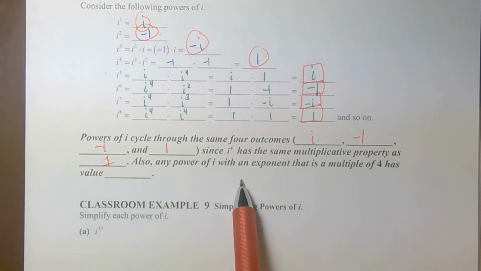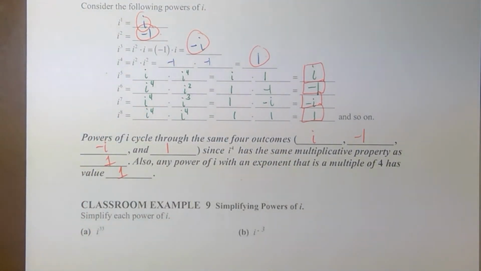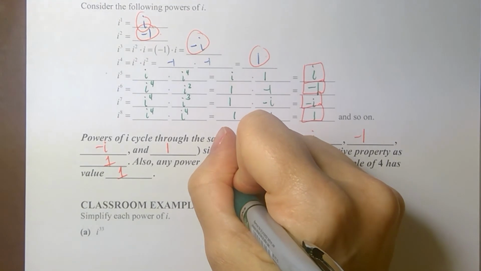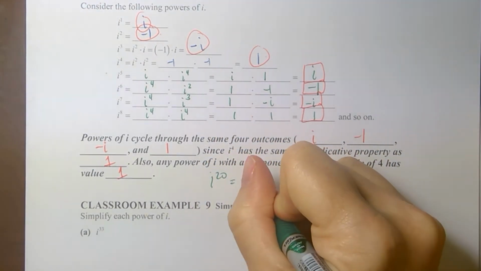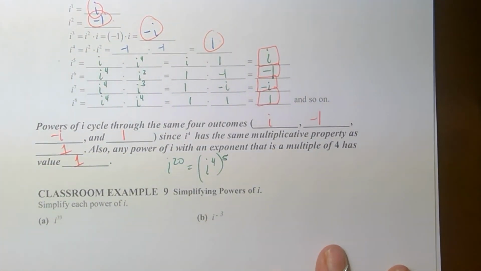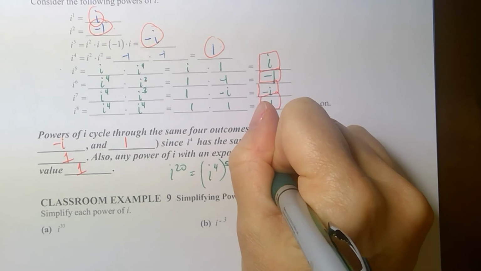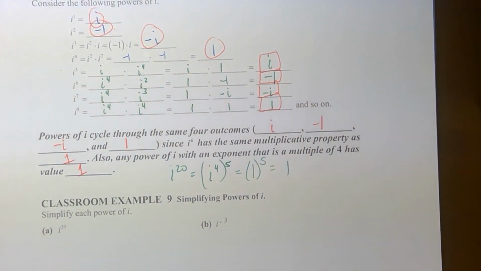Any power of i with an exponent that is a multiple of 4 also has a value of 1. So if I can rewrite, for example, i to the 20th, it's just the same thing as i to the fourth 5 times, because 4 times 5 is 20. Well, i to the fourth is 1, and 1 to any power is just 1.